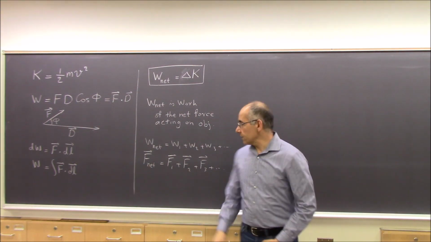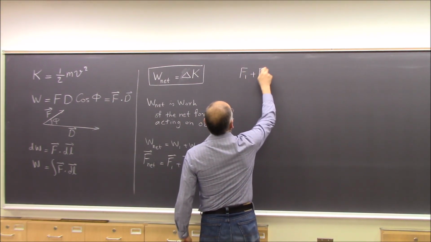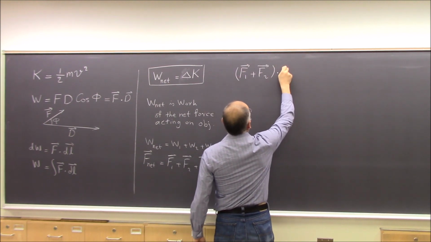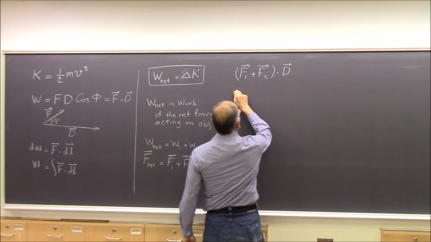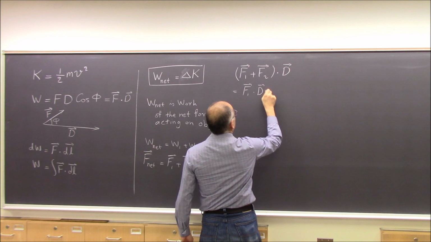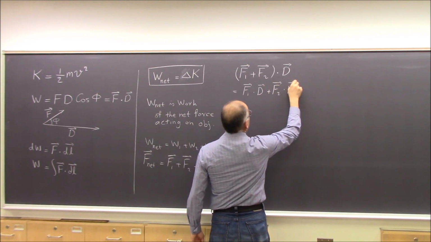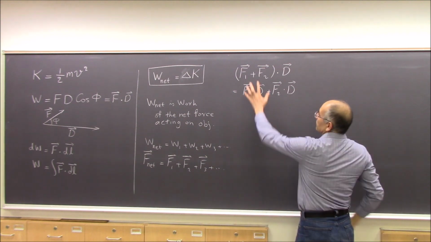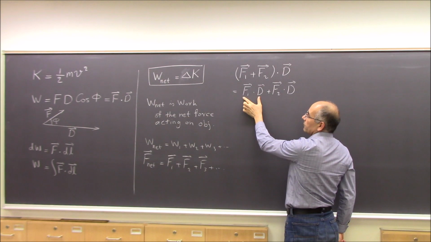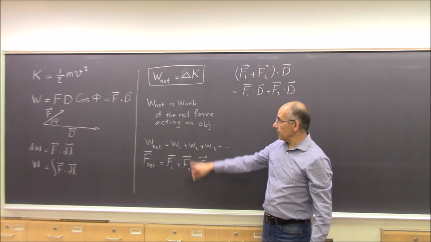Remember, for example, if you have F1 plus F2 dot displacement D, it is equal to F1 dot D plus F2 dot D. Right? Because of this. See, this is the net force dot D. This is the work of the net force. This is the work of the first one. This is the work of the second one, and so forth. Right? So we have this kind of situation.